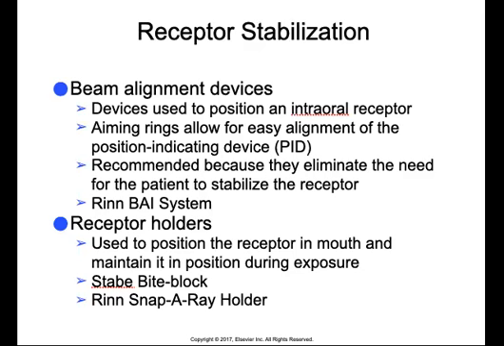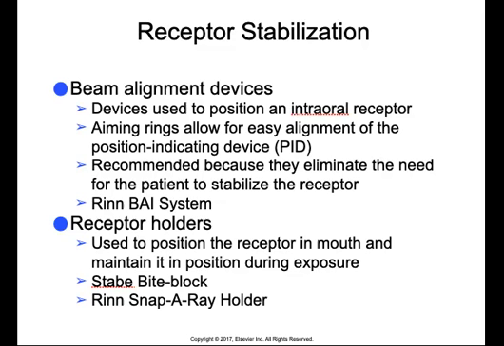In the bisecting technique, beam alignment devices or receptor holding devices may be used to position and stabilize the receptor. Beam alignment devices are used to position the receptor, and aiming rings allow for easy alignment of the PID. They are recommended because they eliminate the need for the patient to stabilize the receptor.